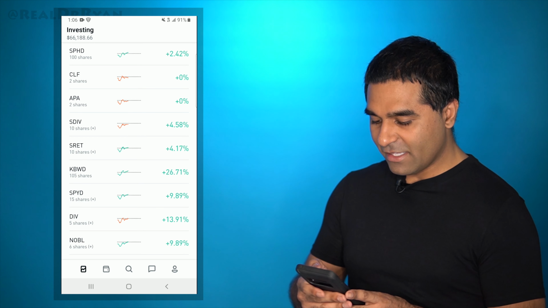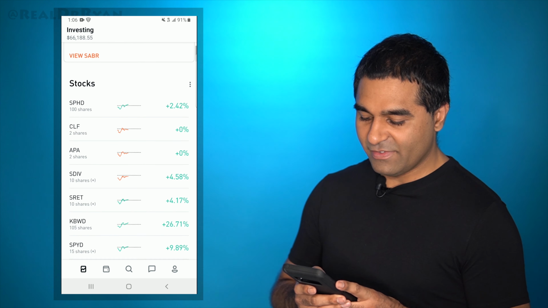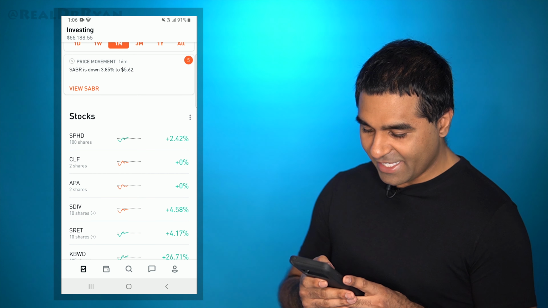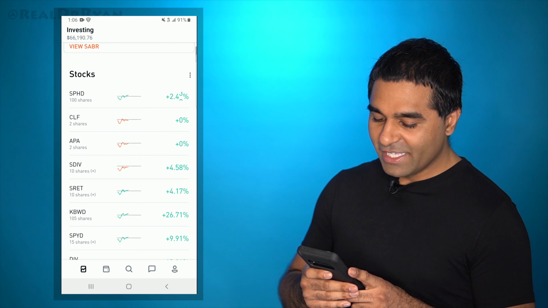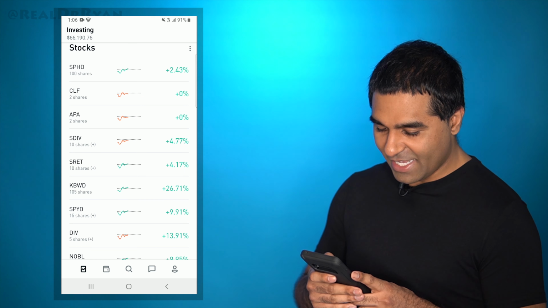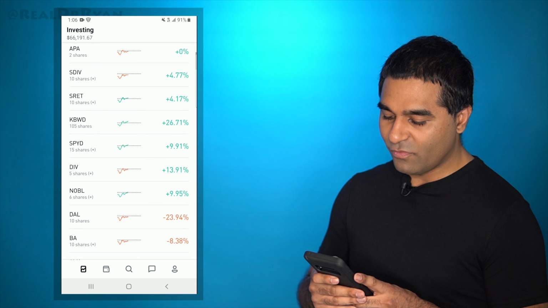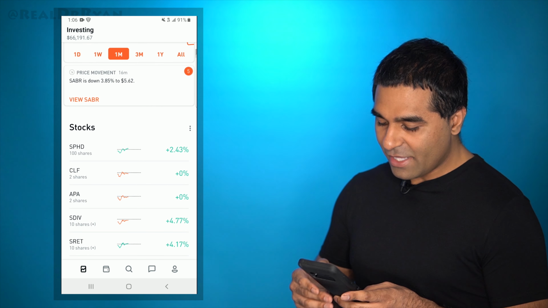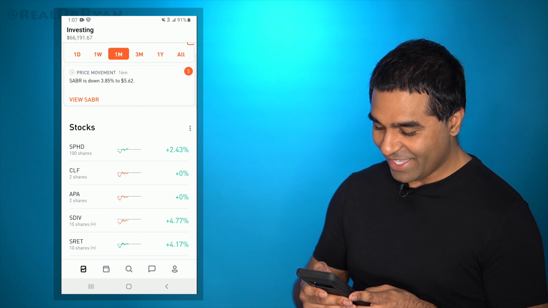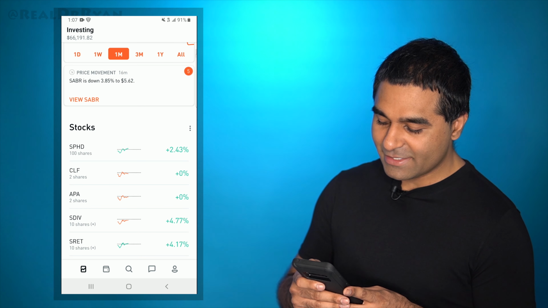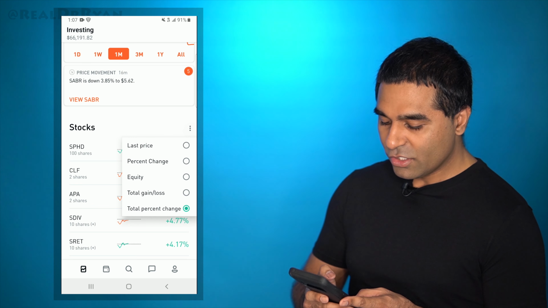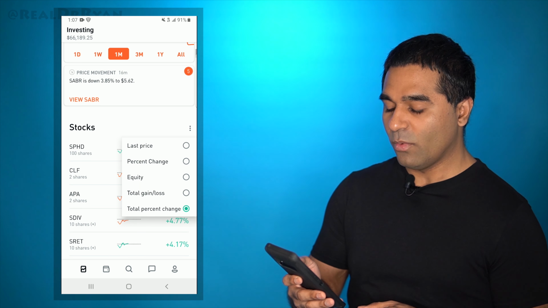So what you'll notice here is in the right-hand column, there are a bunch of numbers. You'll see for SPHD, it's plus 2.42. CLF is plus 0%, SDIV plus 4.77%. So now these numbers obviously represent something. So if you go ahead and you click on these three dots that are right above the numbers, you'll notice that you can change what it represents.